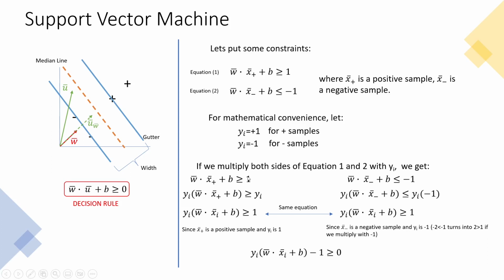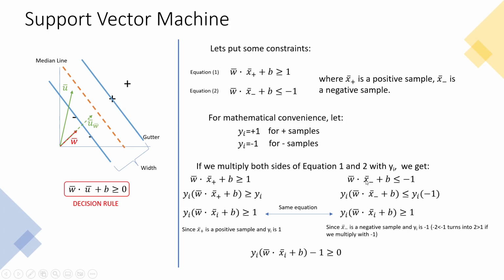let's work, for example, on this one, for the equation 1. Okay, we multiply both sides with yi. And since for positive samples, and these are the positive samples, yi is 1, we can rewrite this equation as this one. Okay, because yi is equal to 1. So this is our first equation that we came from equation 1. And this is the equation 2 here.